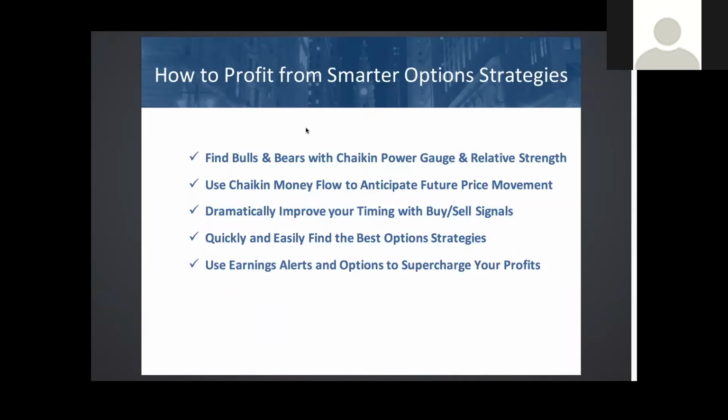Along the way, you'll see that we have 6 pairs of buy and sell signals in Chaikin Analytics, which help you improve your timing, which is obviously critical to options trading. Also going to show you the inner workings of OptionsPlay, so you'll be able to quickly and easily find the best option strategies and know that OptionsPlay is your friend in terms of trying to accomplish that.